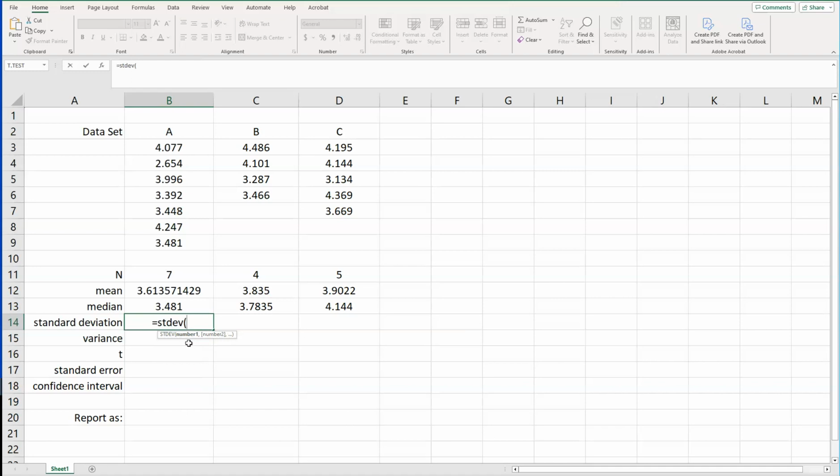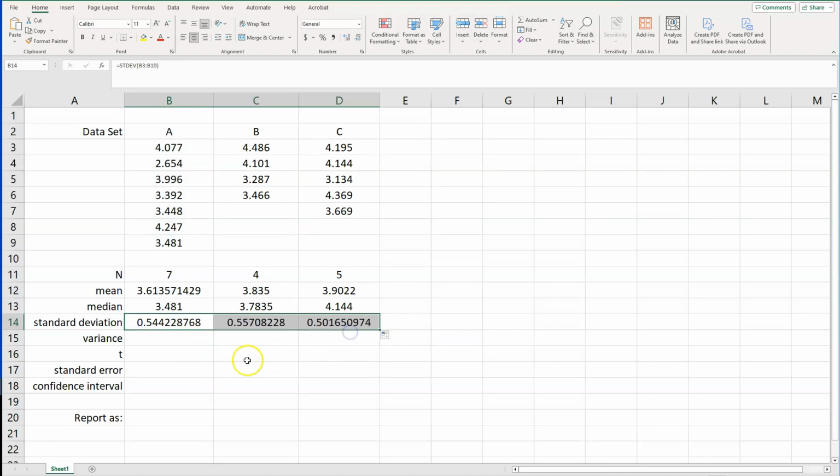So all I've got to do is drag across the data again for that, close the parentheses, and I can drag this over and get the standard deviations for the other two. Now, usually with errors, we are really not interested in more than two figures. We'll worry about that later when we show how to report the confidence interval down here. We'll worry about rounding off then. But until then, we'll leave everything unrounded.